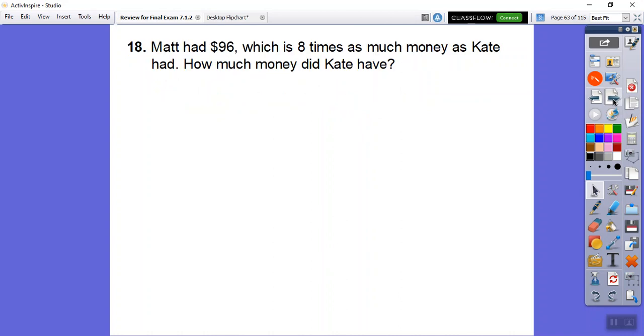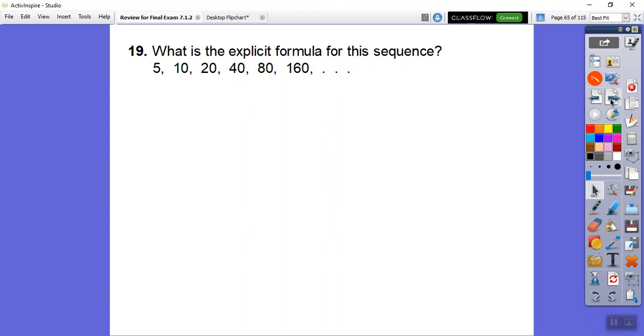Okay, Matt had $96, which is 8 times as much money as Kate had. So we'll let Kate be x. How much money did Kate have? So if it's 8 times as much as Kate's, then 8x equals that 96. So x equals 12. 8 goes into 96 12 times. So Kate has $12.